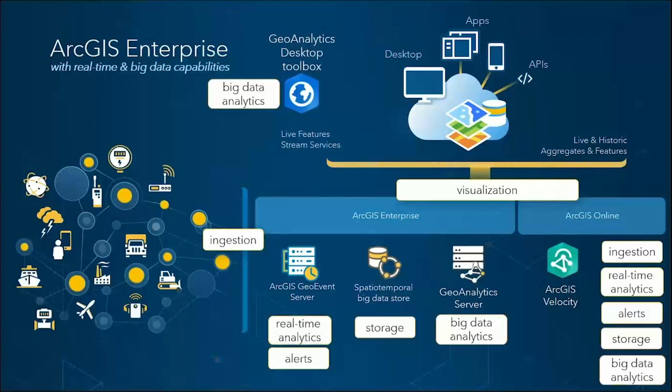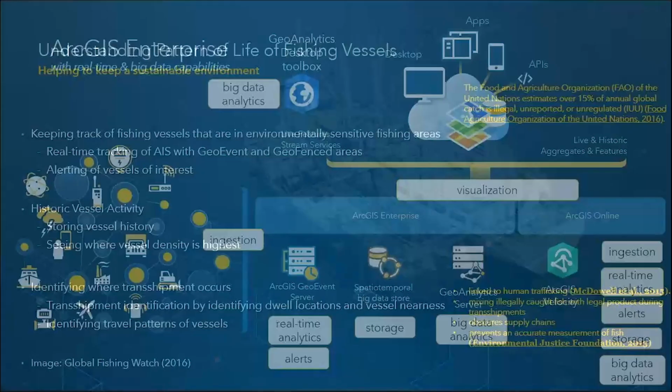I'll show an example of that. And ArcGIS Online, which has ArcGIS Velocity, which is the full gamut of ingestion, real-time analytics, alerting, and storage, and big data analytics. And that's a software as a service component with ArcGIS Online.